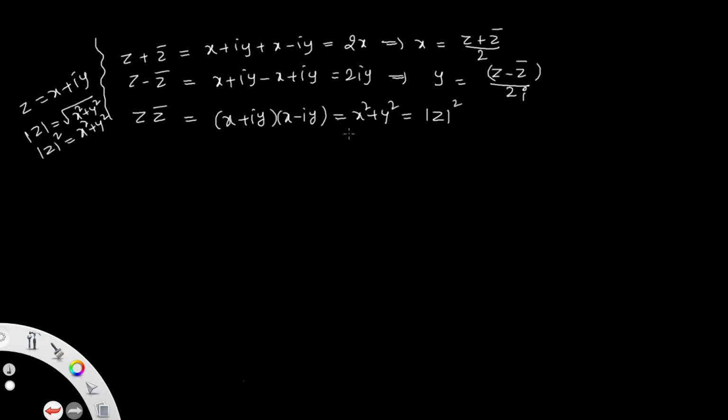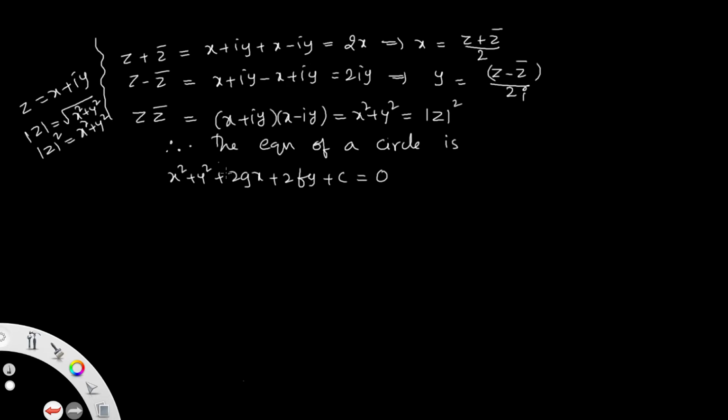So these values, in the Argand system, we have to change into the equation. Now the circle equation will be like this. So convert it into the form of these values. Therefore the question is: the equation of a circle is x square plus y square plus 2gx plus 2fy plus c equal to 0. Now rewrite it in terms of z.